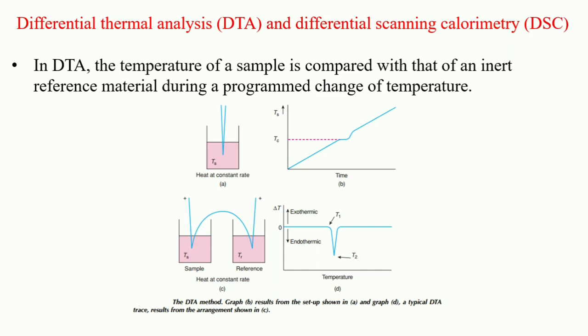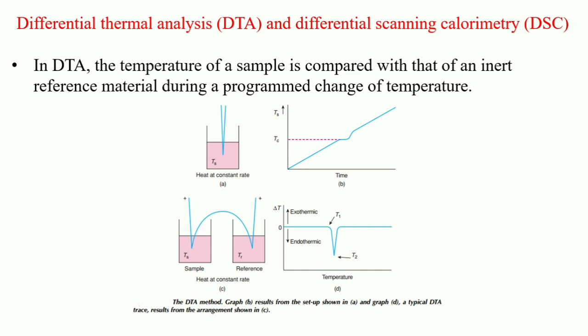The temperature of the peak is taken either as the temperature at which the deviation from baseline begins, T1, or as the peak temperature, T2. So this is T1 and the peak temperature T2. Although it is probably more correct to use T1, it is often not clear where the peak begins, and therefore it is more common to use T2. The size of the delta T peak may be amplified so that events with very small enthalpy change may be detected.